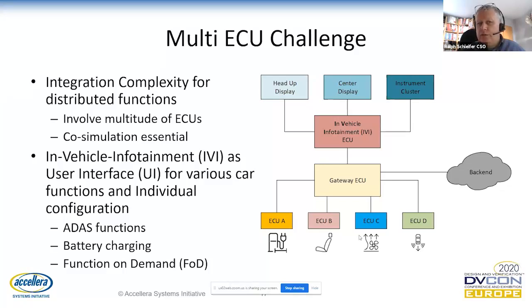Now, if you are about to develop and test functions like function on demand, for example, you all of a sudden need to have the backend as part of your test setup. You need to somehow replicate the gateway feature in this picture here in order to be able to test the software that you intend to test in the IVI system. This is what we find one of the really difficult issues here.